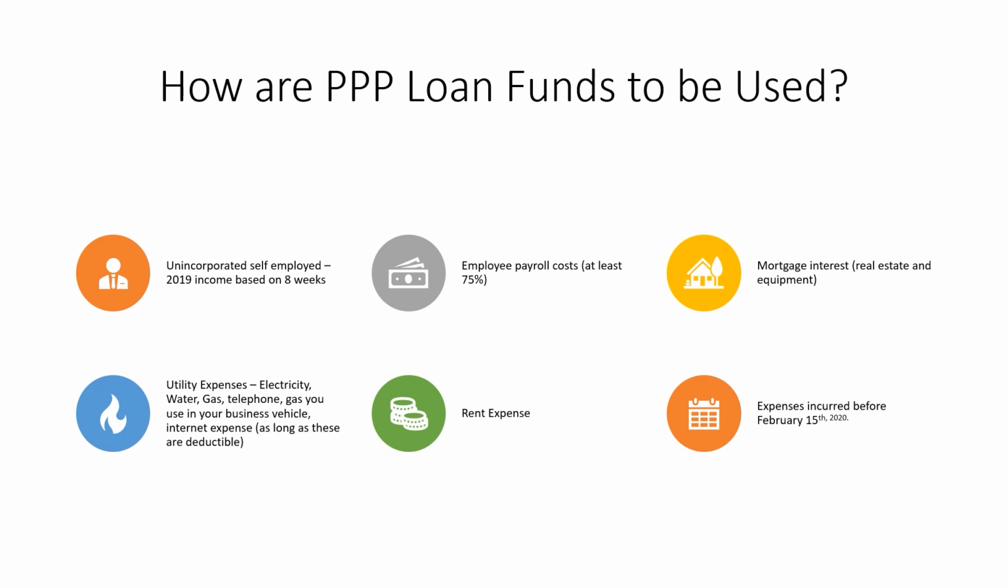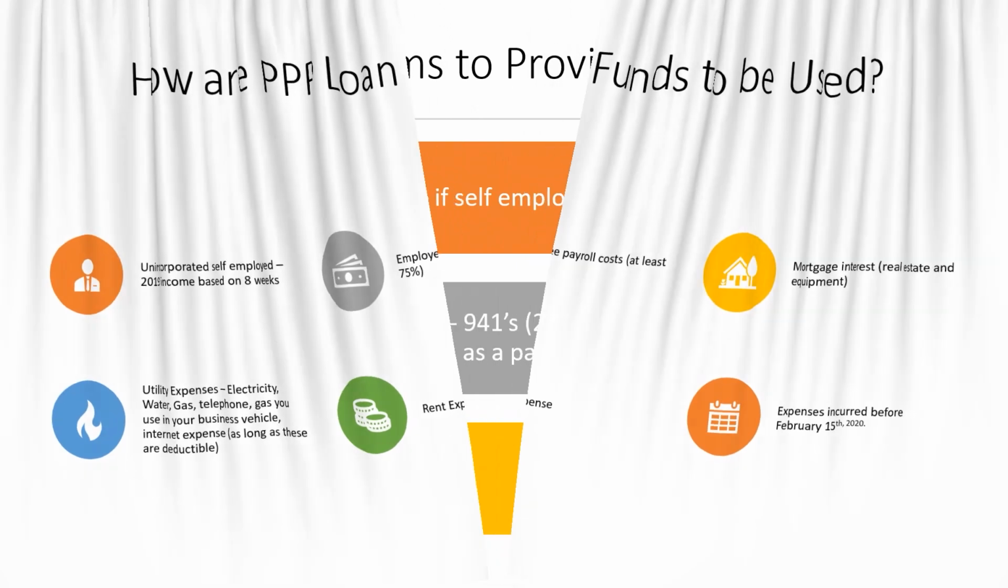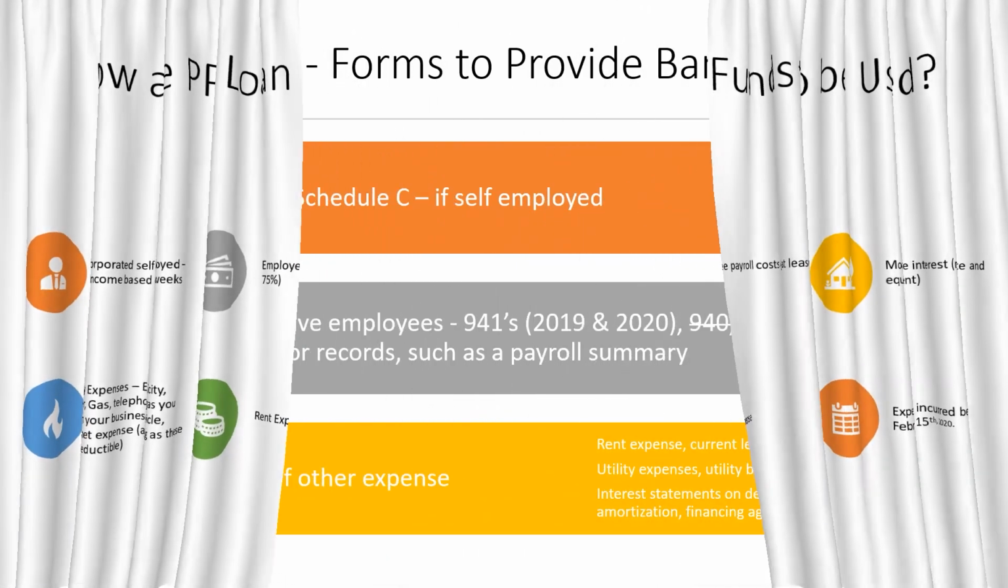You can include rent expense on your premises, and any of these amounts that you use for forgiveness should have been incurred before February 15th, 2020. So if your rent payment increases in April, you will revert back to the contract that was as of February 15th and use that figure for the loan forgiveness amount.